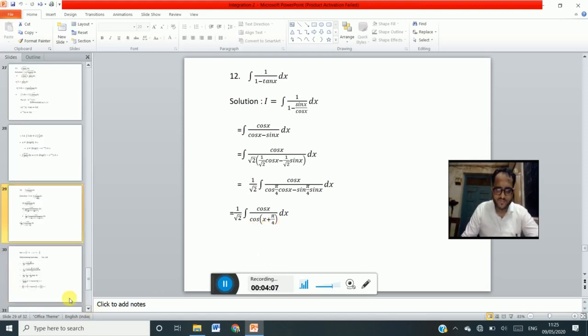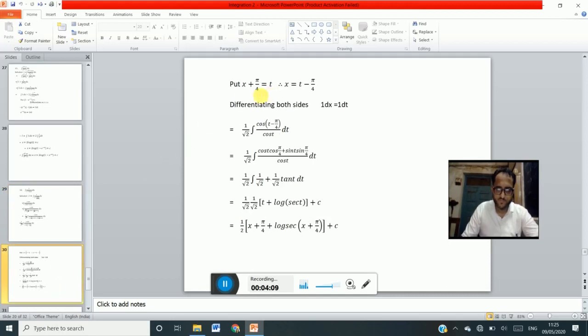Then what is the next step here? See, now put x + pi by 4 equals t, so x equals t - pi by 4. After differentiation we get dx equals dt, and after substitution we get 1 by root 2 integration of cos(t - pi by 4) upon cos t dt, and again use the formula cos(a-b), that is cos a cos b plus sin a sin b, right? Divided by cos t, and then separate the terms, so cos t upon cos t cancels, and cos pi by 4 is 1 by root 2, plus sin t upon cos t is tan t, and sin pi by 4 means 1 by root 2 dt, right?